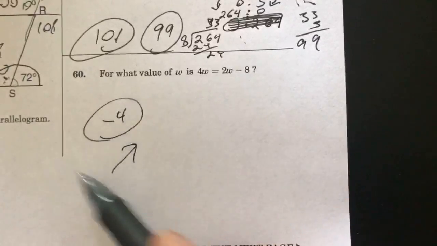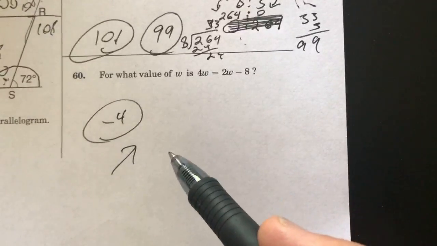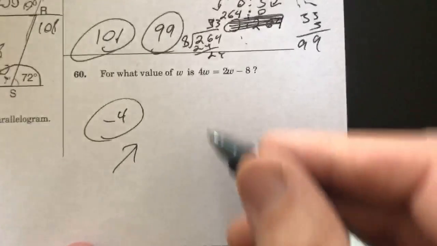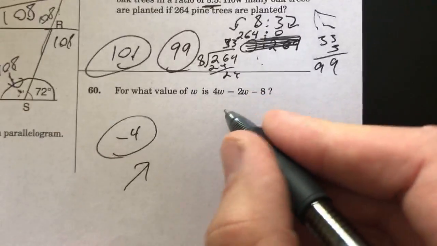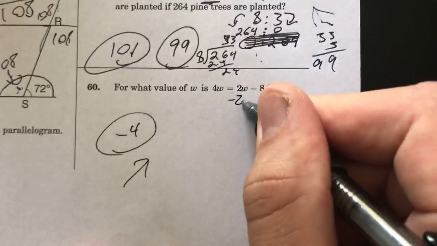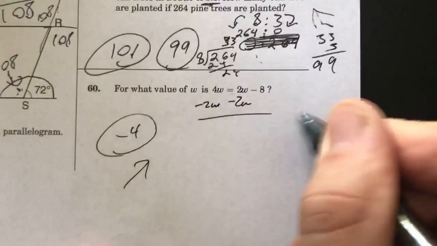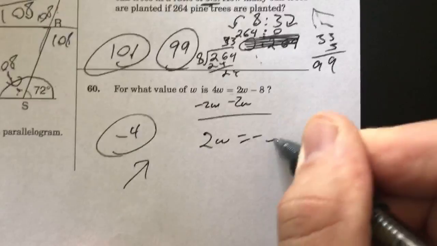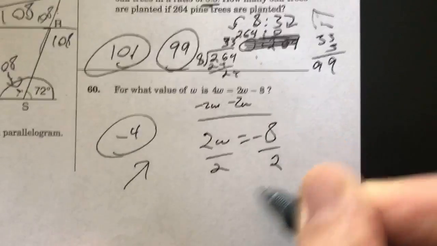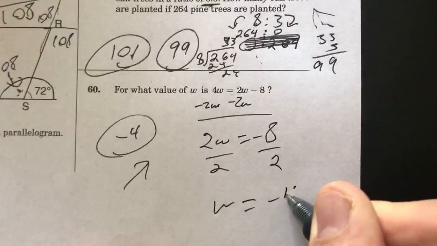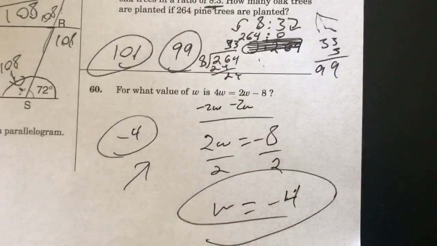All right, did we have any other answers for this one? Everybody's saying -4. So I'm just going to pound this out so you guys can see what's good. I'm going to subtract 2W from each side. What we get is 2W equals -8. Divide each side by 2. This is cake. You guys could do this in your sleep. Arindam might be sleeping doing this.